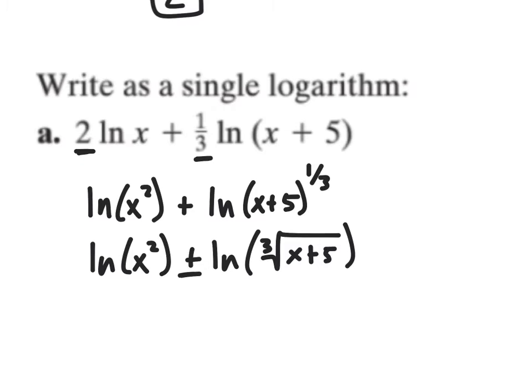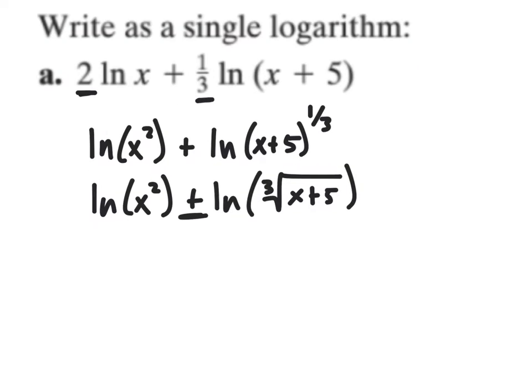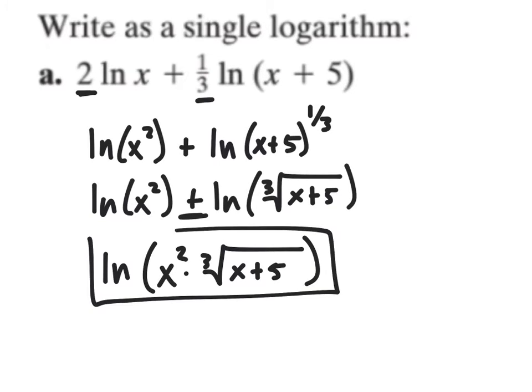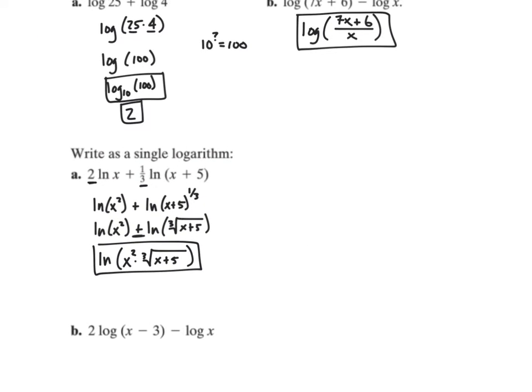Okay, now because I'm adding my 2 natural logs, we can write this as a single logarithm. So natural log of x squared times the cube root of x plus 5. And that is it. All right. And so that's what we've got going. All right. So there was that one.